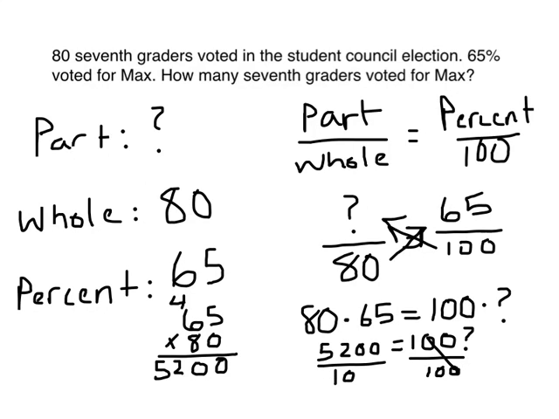Now, to solve this equation, I need to divide both sides by 100. What happens to the place value when I divide by 100? It decreases twice, so it looks like the decimal moves twice to the left. So what's 5,200 divided by 100? Well, if I move the decimal twice to the left, I get 52. So here, the part is 52. 52 7th graders voted for Max.